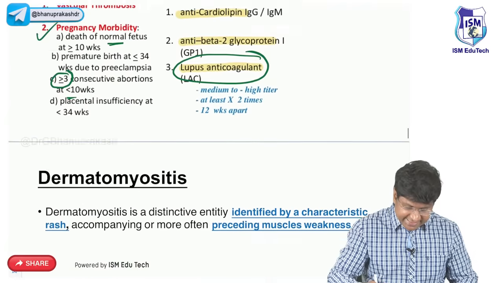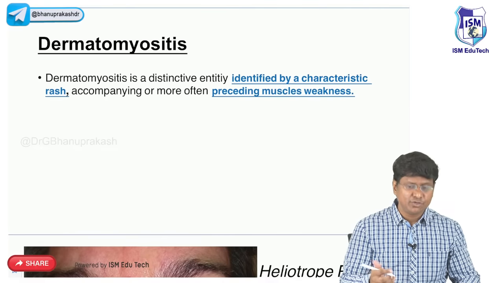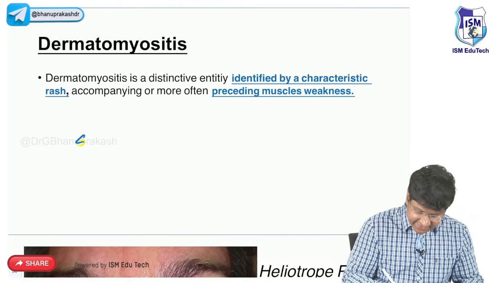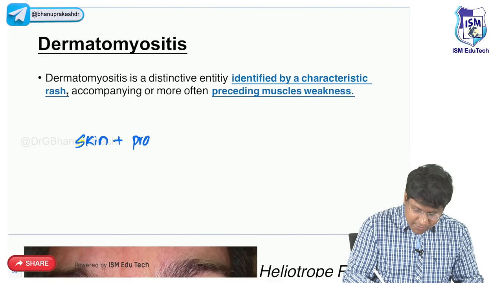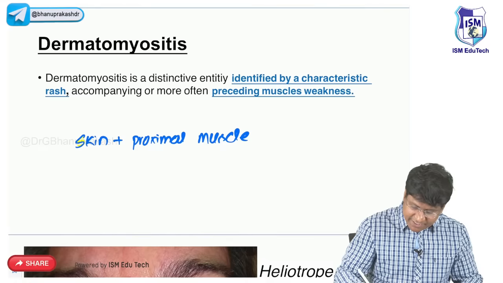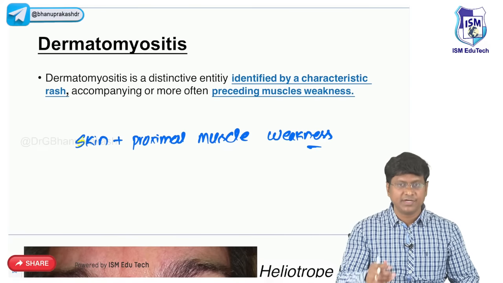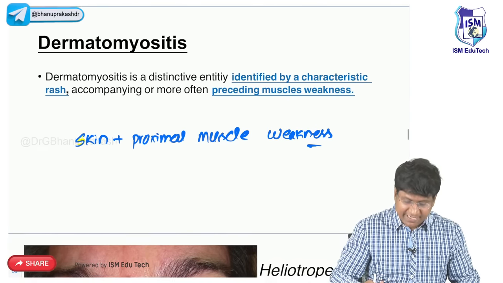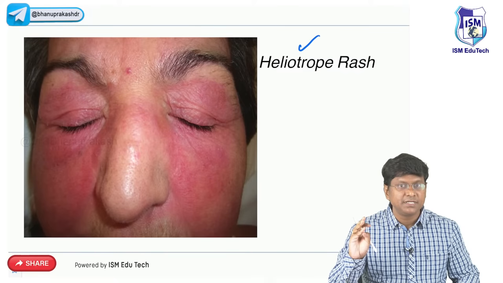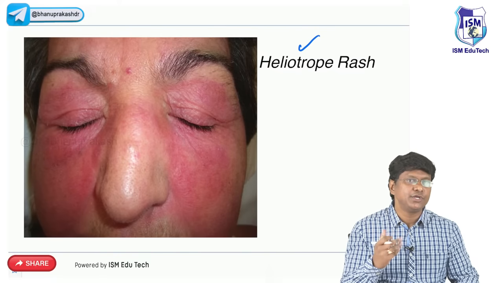Now, after having discussed SLE, the next important topics are dermatomyositis and polymyositis. Dermatomyositis is also one of the connective tissue disorders, where along with skin, derma meaning skin, there is also proximal muscle weakness. These patients also develop antibodies, and it is an autoimmune condition. I'll discuss those antibodies in detail. What are the skin manifestations first of all? They include the heliotrope rash. It is a purple-blue rash distributed over the upper eyelids and the majority of the face.